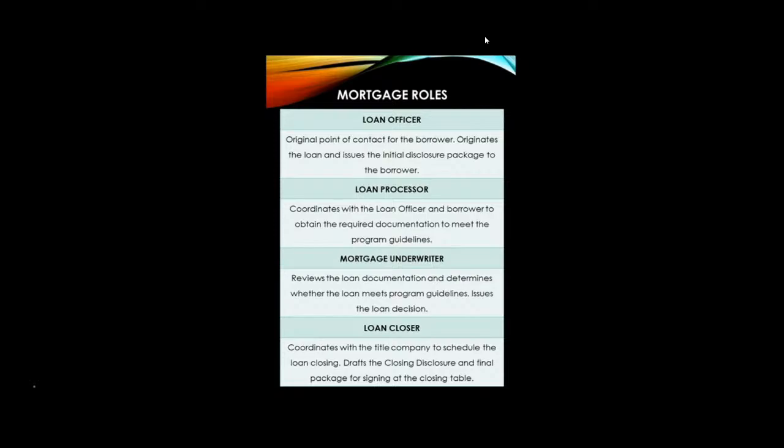Then you have the loan closer. And those are people that, once you approve your loan, it goes to the loan closers. So if you decline it, it won't go to the loan closer. Approved will. And they coordinate with the title company to schedule the loan closing. They'll draft the closing disclosures and any final packages for signing at the closing table.